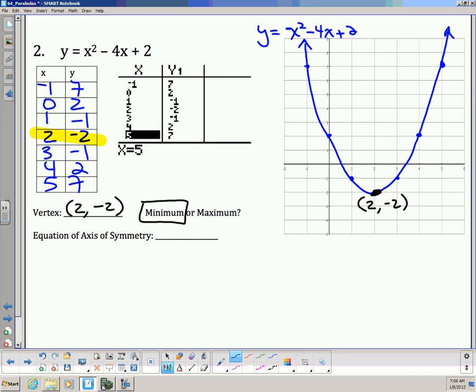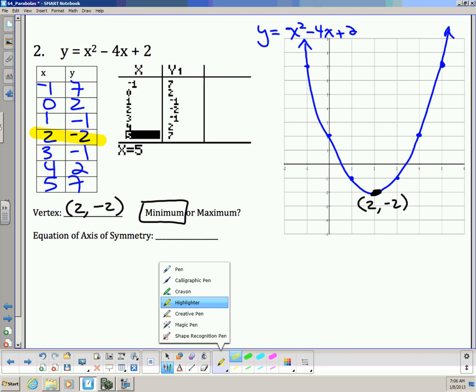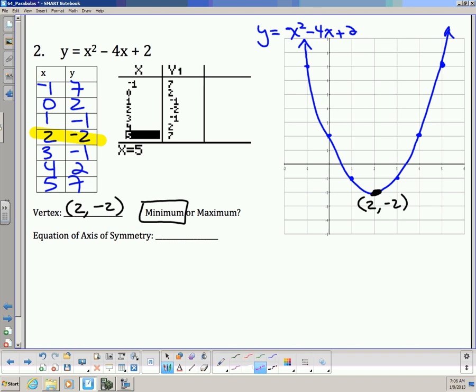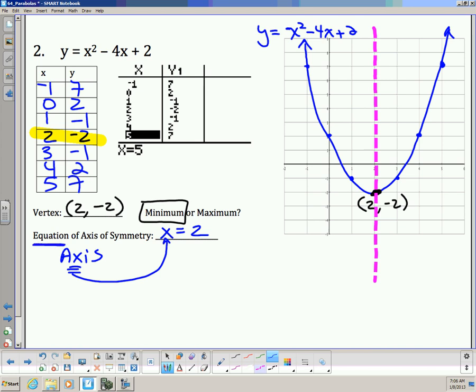And the axis of symmetry equation is interesting. The axis of symmetry is right here. It's the line that cuts through the vertex. Okay? And it cuts at x equals 2. Another way to remember this, the axis of symmetry has an x equals in its equation. Yes, you must put x equals. Otherwise, it's not an equation.